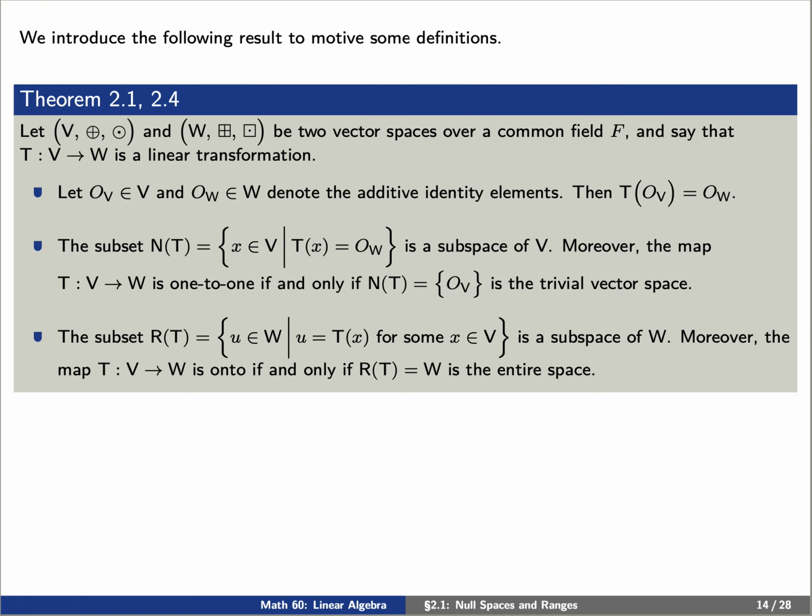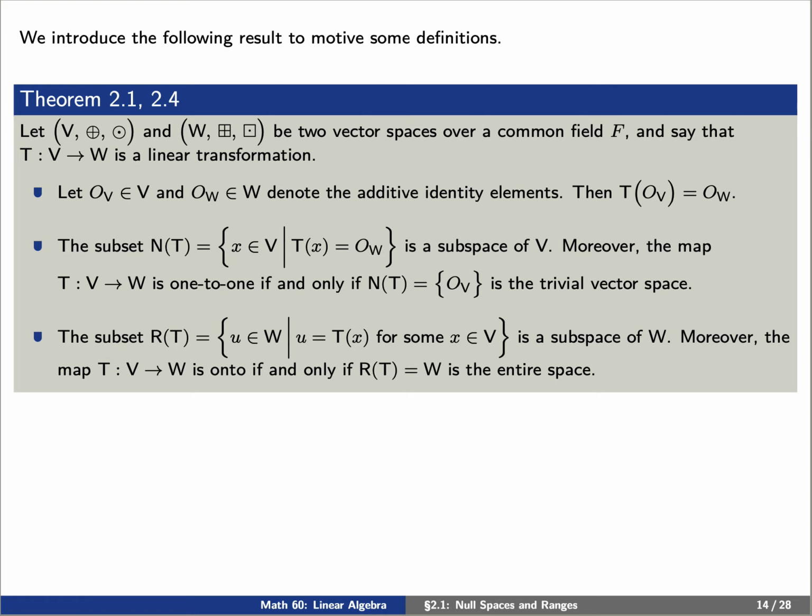Next, let's consider the subset of the domain V that consists of those vectors x such that T of x is the 0 element in our vector space W. Then this set, which we're denoting by capital N of T, is a subspace of V. Moreover, our map T is 1-to-1 if and only if this set is the trivial vector space.